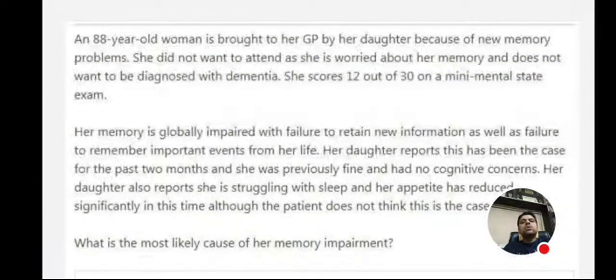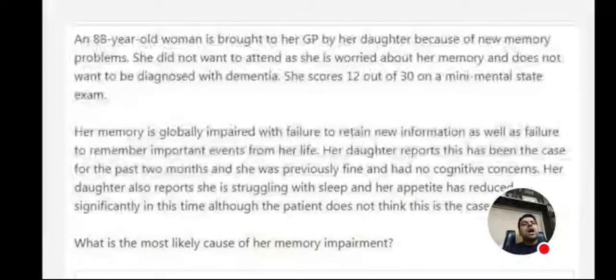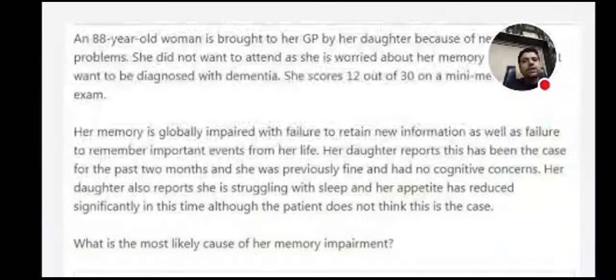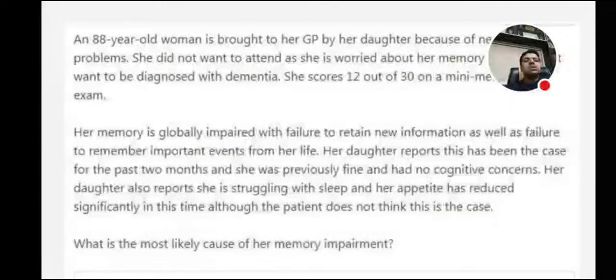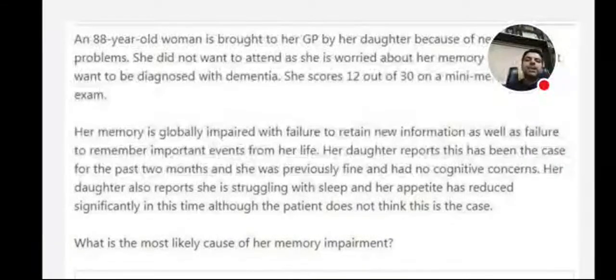An 88-year-old woman is brought to her GP by her daughter because of new memory problems. She did not want to attend as she is worried about her memory and does not want to be diagnosed with dementia. She scores 12 out of 30 on the mini mental state exam. Her memory is globally impaired with failure to retain new information as well as failure to remember important events from her life. Her daughter reports this has been the case for the past 2 months, and she was previously fine and had no cognitive concerns. Her daughter also reports she is struggling with sleep and her appetite has reduced significantly in this time. Although the patient does not think this is the case, what is the most likely cause of her memory impairment?